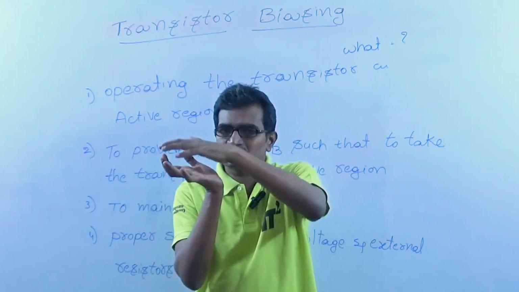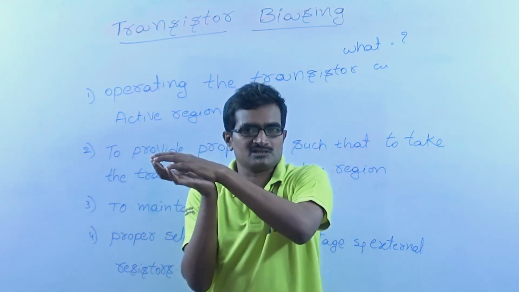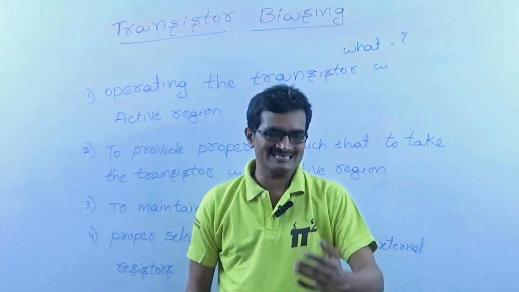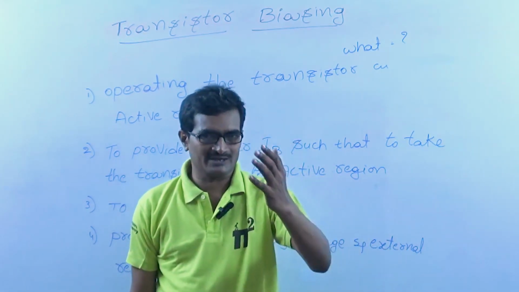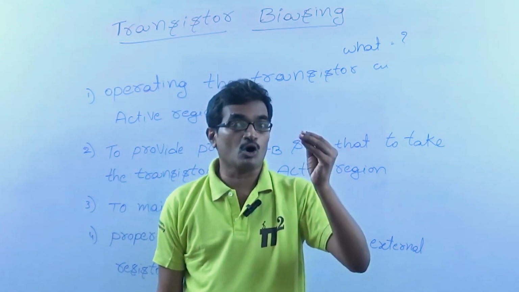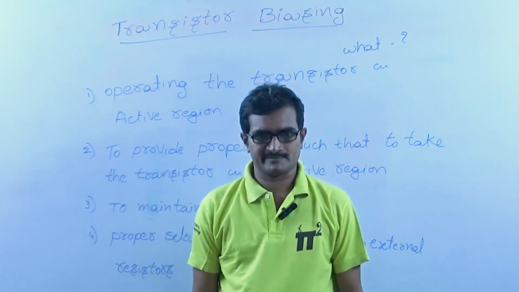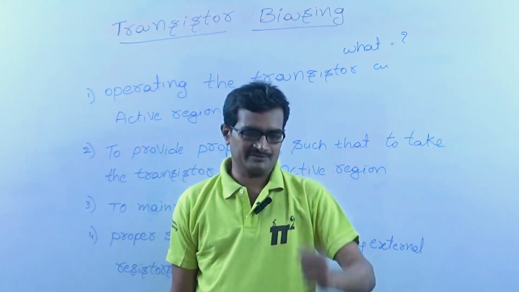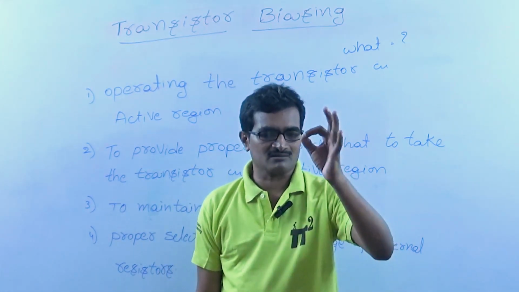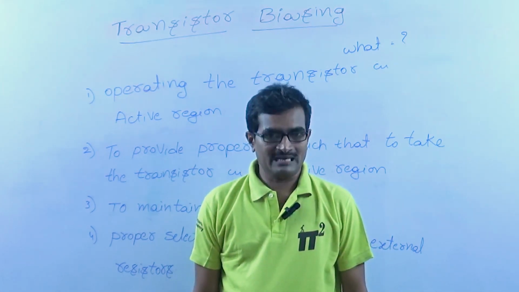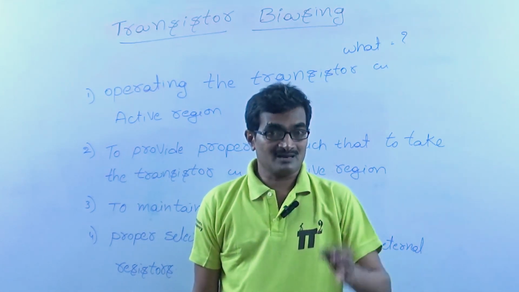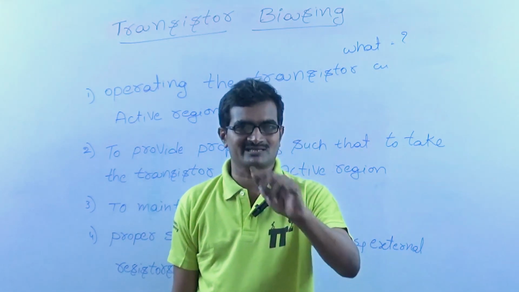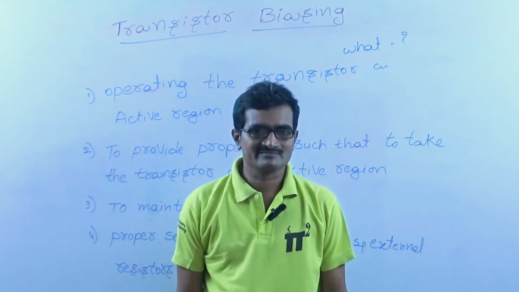Now these two regions of operation are mostly observed in digital applications. In whatever digital electronics you have, you observe the transistor operating in these two regions. Next we move to the active region. This is the heart of electronics. The transistor is the heart of electronics, and operating the transistor in the active region is the heart of amplifiers.